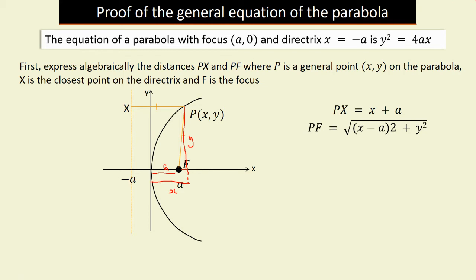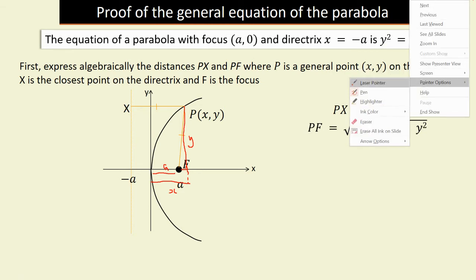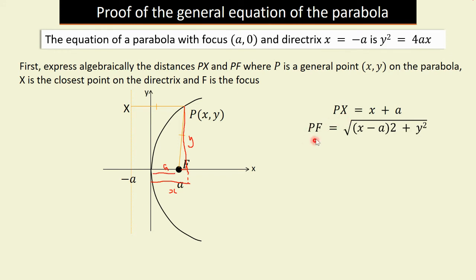Well, if these two things are the same, the px and the pf, then surely the square of these two things is the same. If I square px, I must get the same as the square of pf. So that's the little trick I use to get rid of the square root. Square this, it must be equal to the square of this. Two numbers are the same, their squares are the same. So it allows me to say that (x minus a) squared plus y squared is (x plus a) squared.